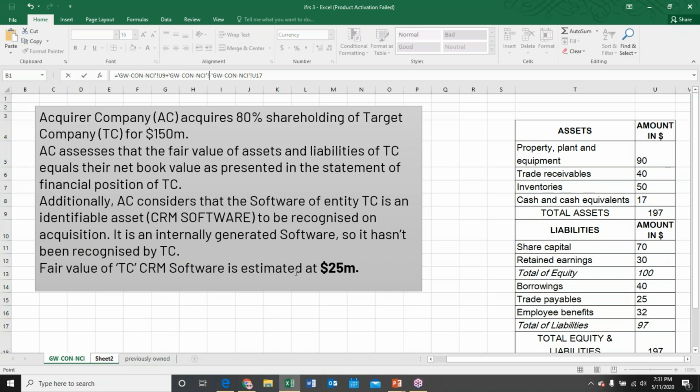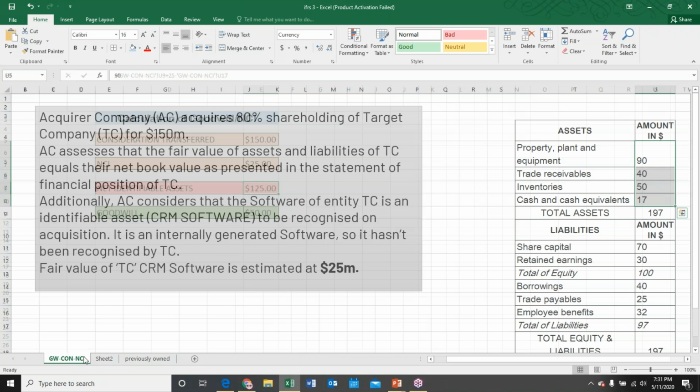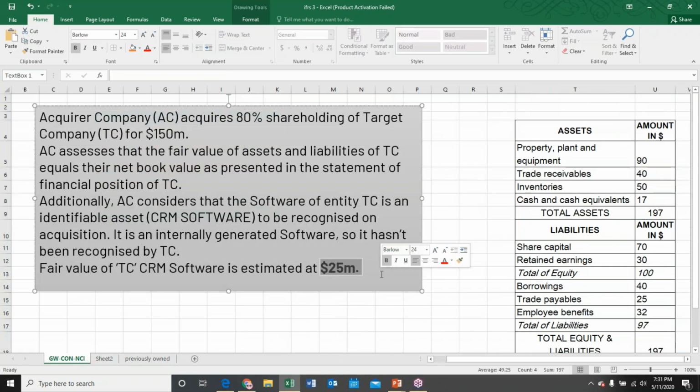Okay, so Shailesh has provided me the correct answer. It is actually the fair value of my CRM. It is specifically given here that this is my CRM software.